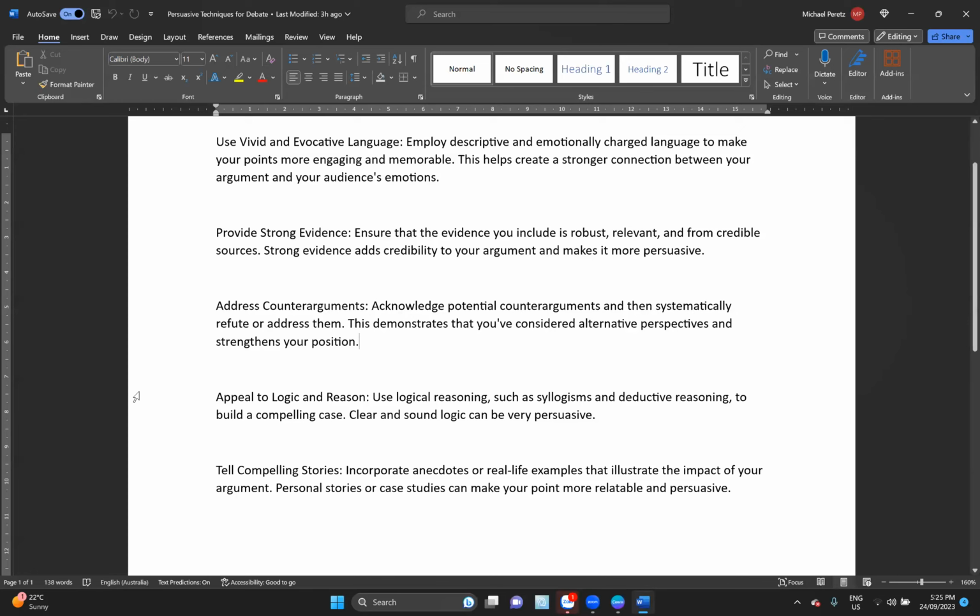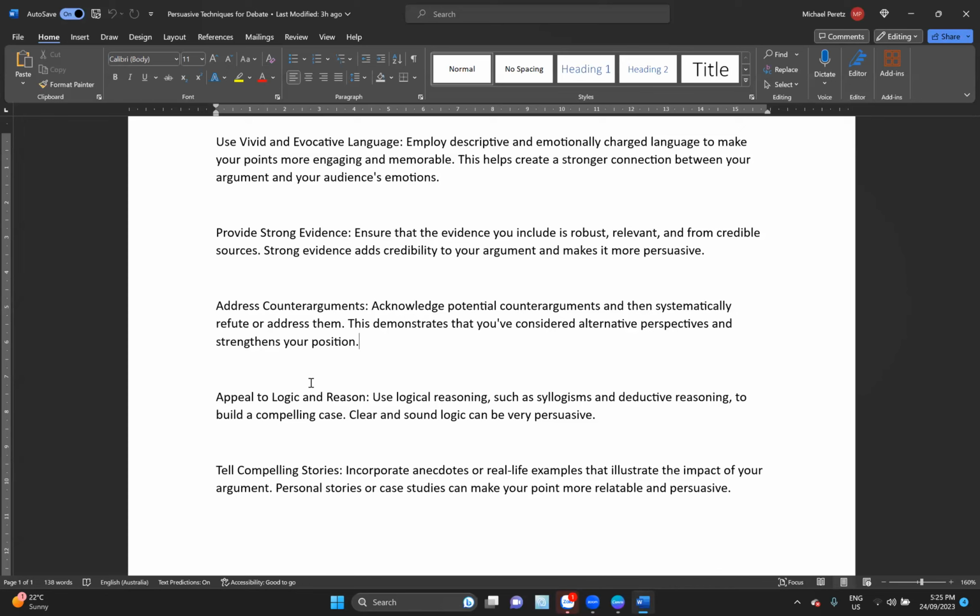Number 4 is appeal to logic and reasoning. So if we appeal to logic and reasoning, as well as being emotional people that feel things and sometimes react to how we feel about an issue, human beings are also very logical creatures. So for some people, emotion is not enough. Sometimes they might need to go, hang on, but that doesn't make sense.